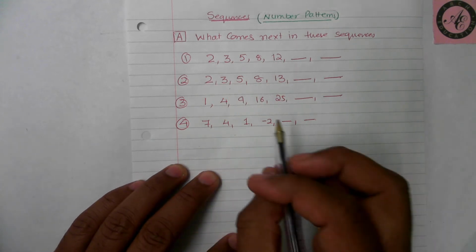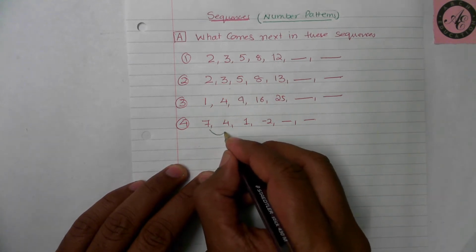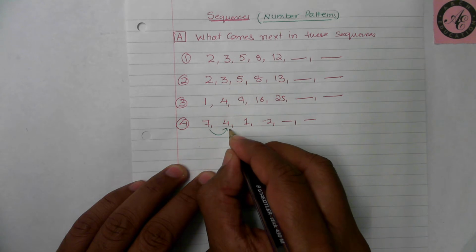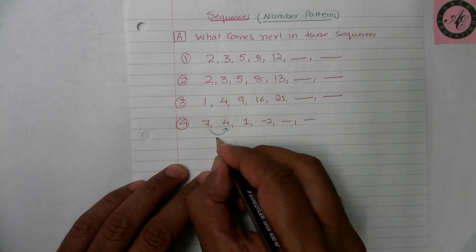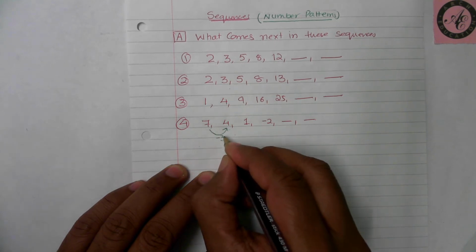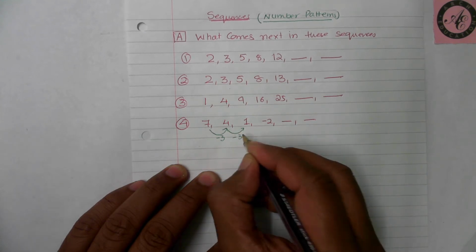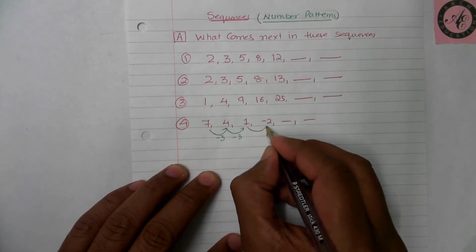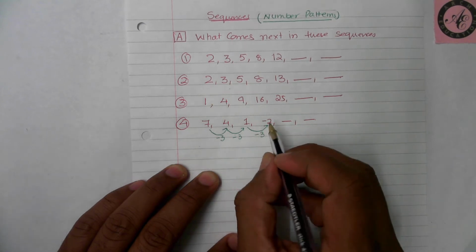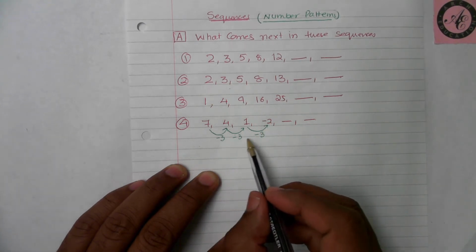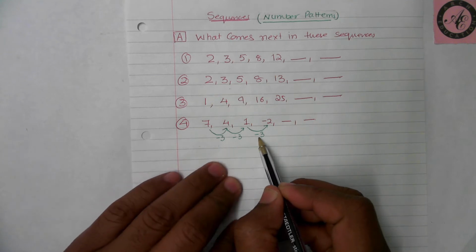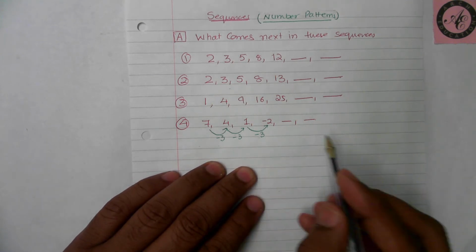Okay guys, see what's happening. What is the common difference between these two terms? It is going down and it's by 3. It is going down by 3 again. It is going down by 3 again. So guys, we are reasonably okay to justify that in this sequence, every term will be going down by 3.